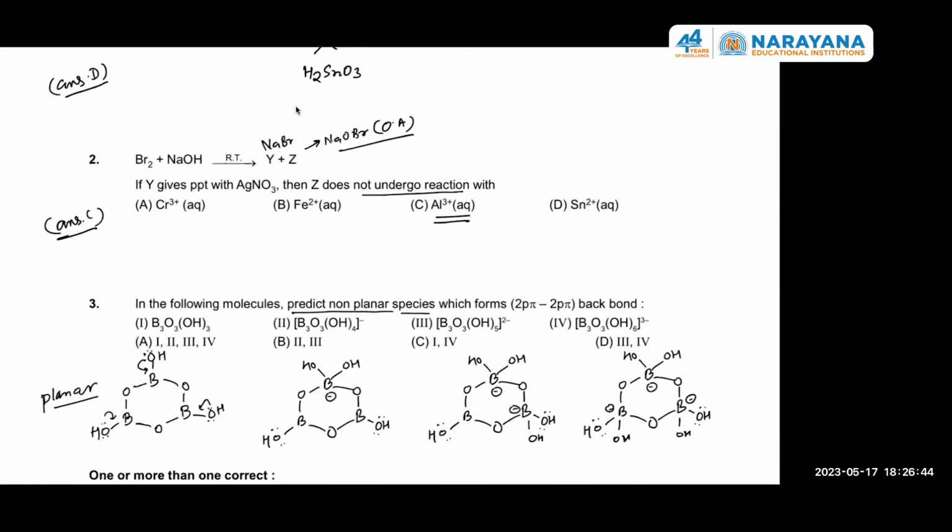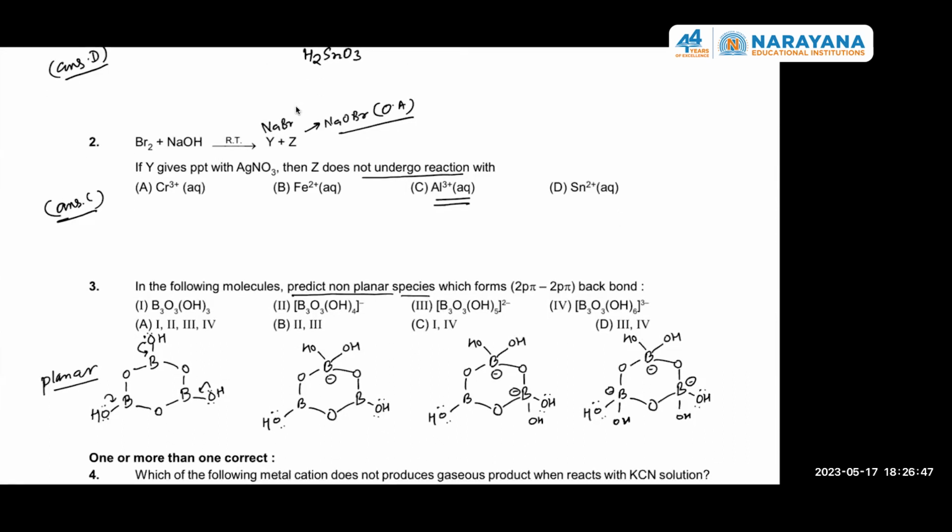So in this situation, the fourth one will not have 2p pi back bonding, but in this situation we will have 2p pi back bonding, and in these situations also, and they will be non-planar also. So basically the answer will be 2 and 3. 2 and 3 will have the back bonding. 4 will not have back bonding. So the answer will be the second option, that means B. The correct answer is B. Fine. Any doubt over here?